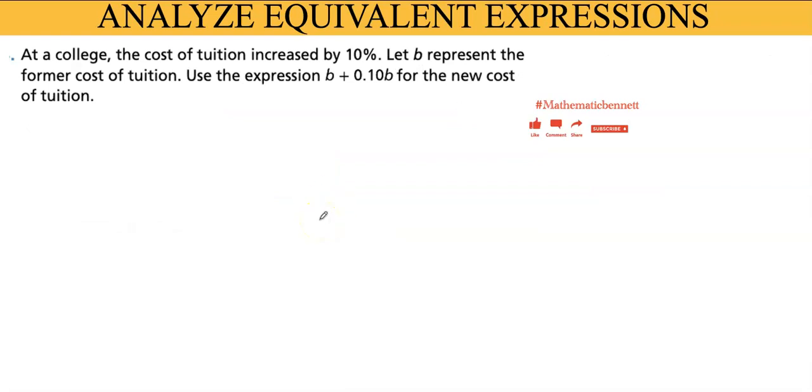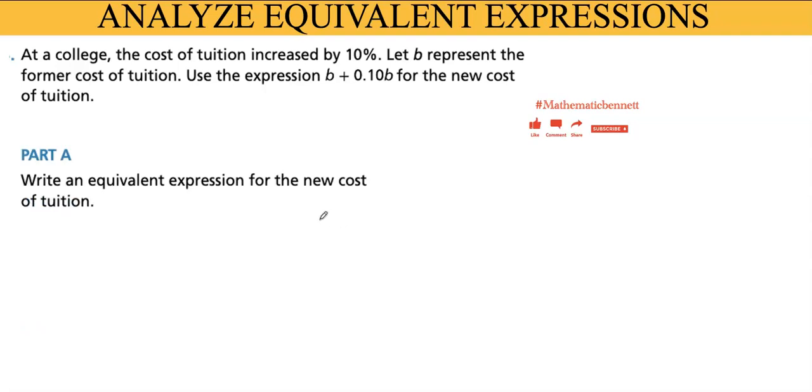At a college, the cost of tuition increased by 10%. Let B represent the former cost of tuition. Use the expression B plus 0.10 B for the new cost of tuition. Okay, so the first question is, write an expression or equivalent expression for the new cost of the tuition.